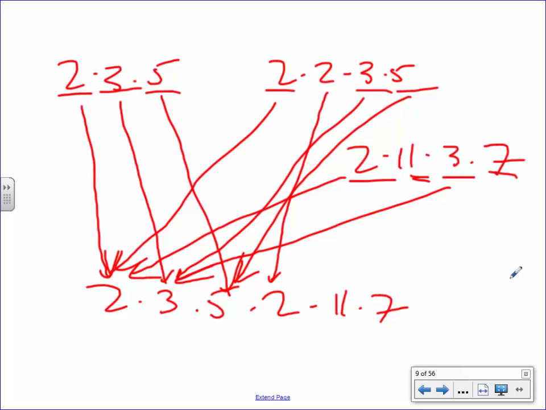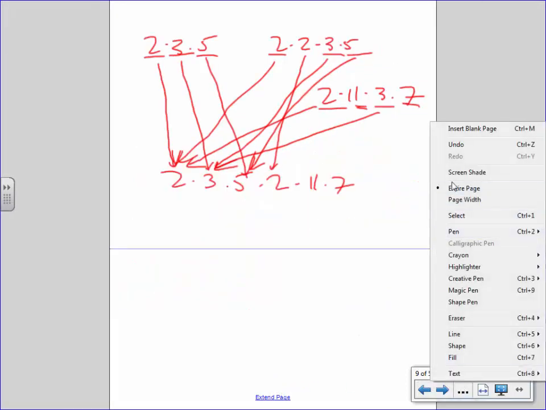Can I do one more example of this and then we'll call it a day? I just want to make sure I don't lose you on this one. Okay, let's do one more.